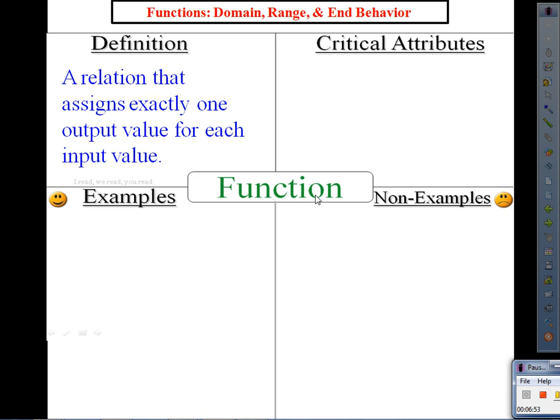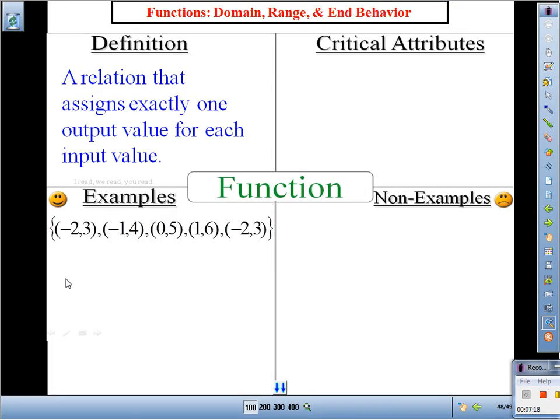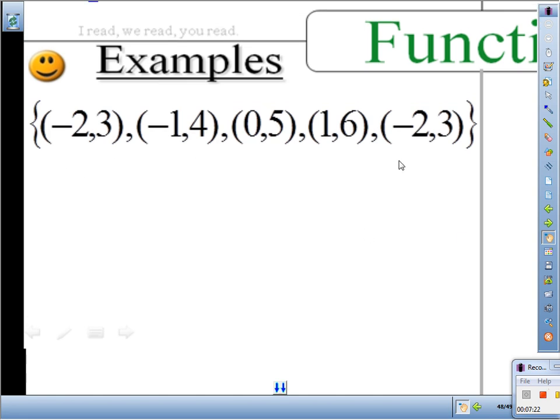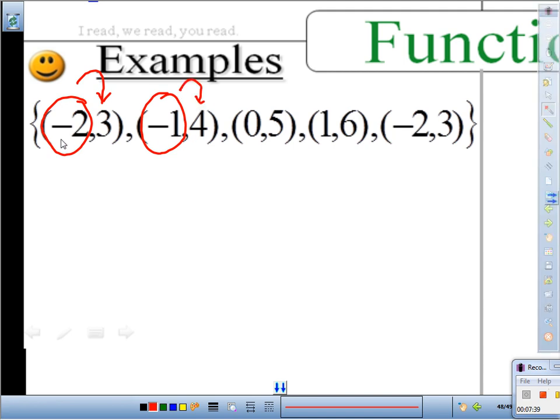So let me show you what a function is according to the definition. Writing utensils down, look up to the screen. Here we go. Don't copy this, you're just paying attention. It says, a relation, is this a relation that assigns for each input value one output value? So let's see. Here's -2. What is the output for -2? 3. Here's -1. What is its output? 4. So far, for each input, we only have one output, okay?